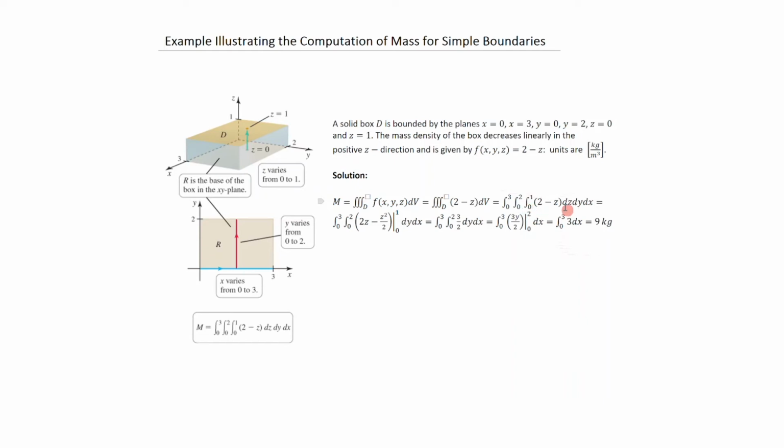So if we're going to do dz first, then these are the limits on z. If we do dy second, then these are the limits on y. And we're doing dx last, so these are the limits on x. And so this is just a simple calculation.